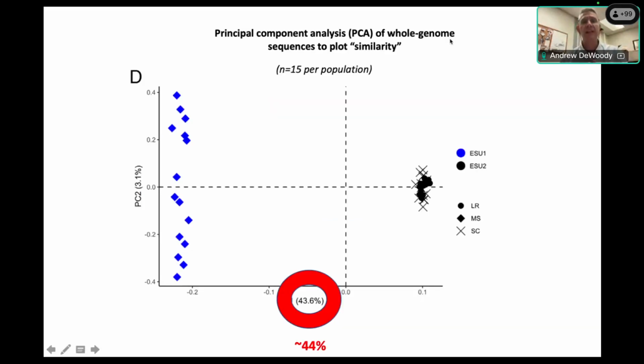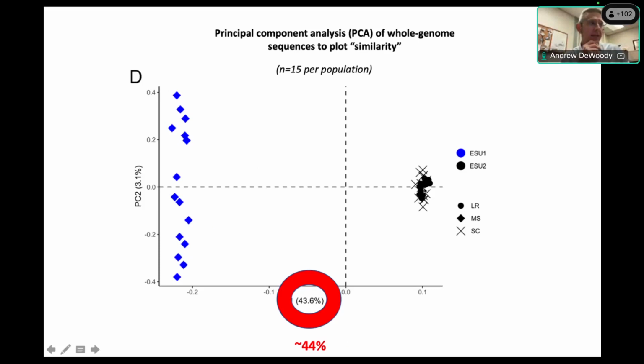But when we use a statistical technique called a principal component analysis of these whole genome sequence data to try and plot the similarity of these fishes, where each individual dot, each different point, represents a single individual fish, a couple of things emerge. One is that the two ESUs, which are different colors, separate from one another very well. The x-axis shows that about 45% of the variation in this data set can be attributed to this principal component.